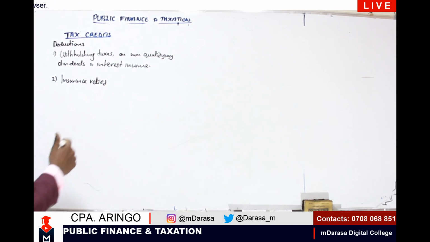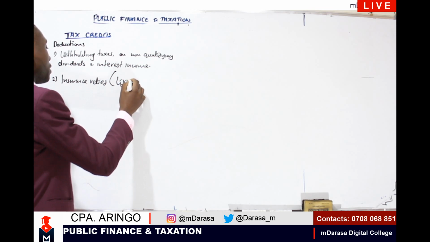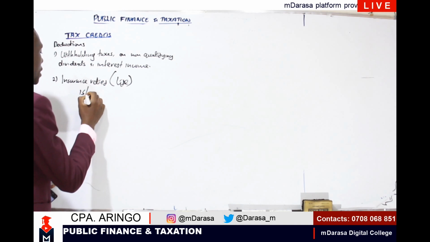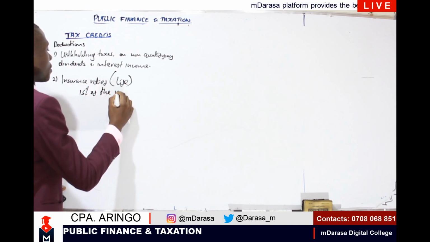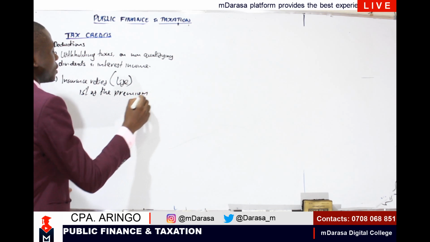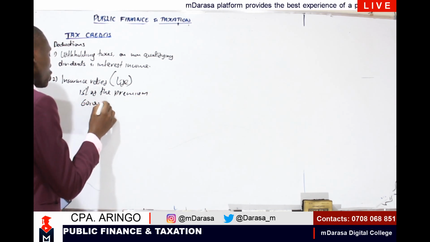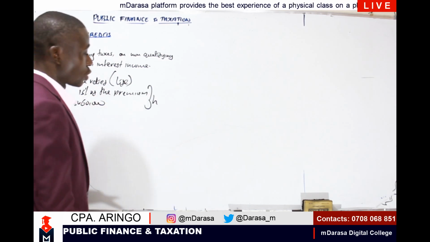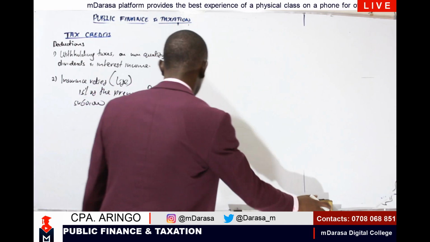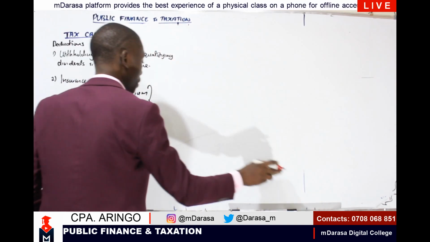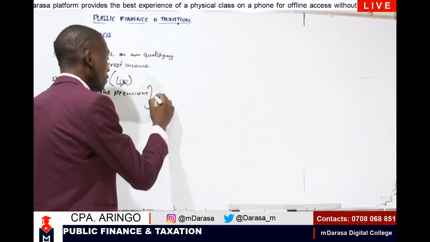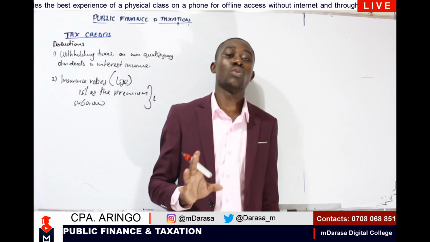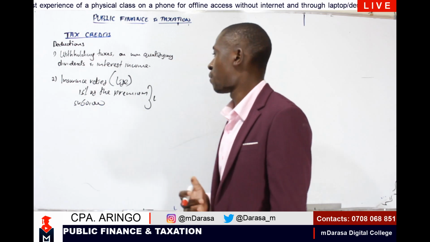Insurance relief, this is life insurance relief. In this case, we normally compare 15% of the premiums with 60,000 shillings. Whichever is lower is the amount that we normally consider as relief.